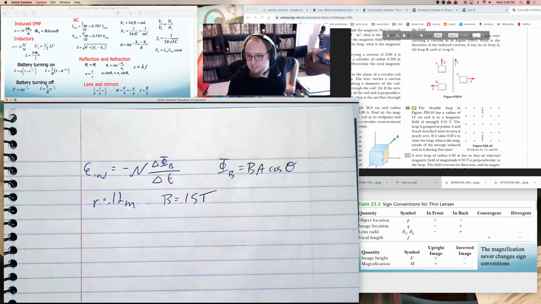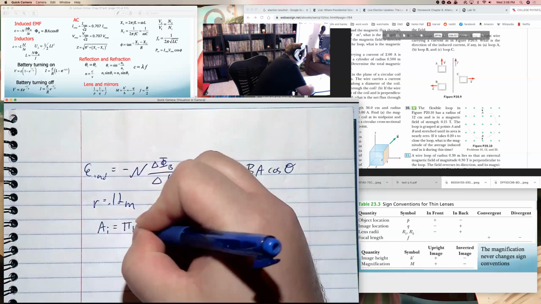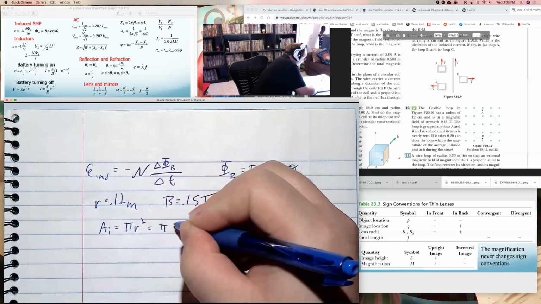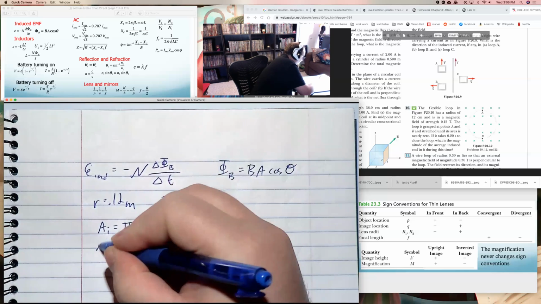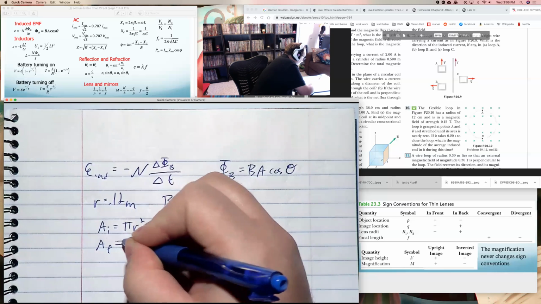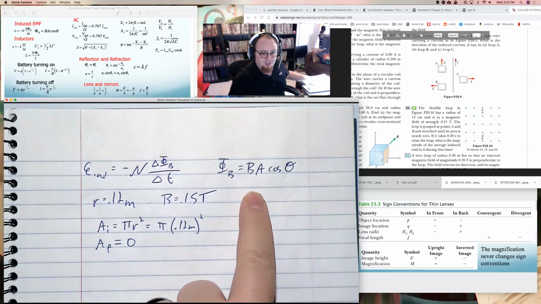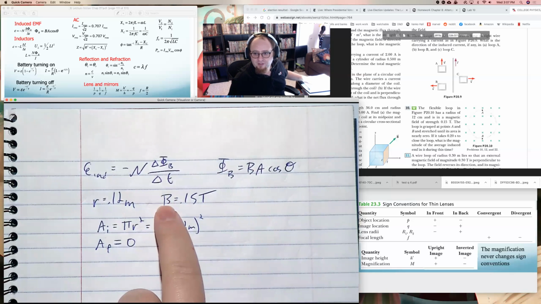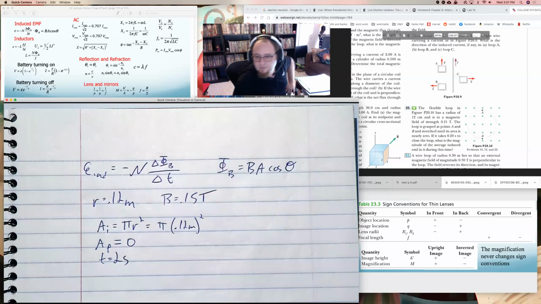What this means is that we're changing the area. We're bringing the area from an initial pi r squared, or pi times 0.12 squared, to zero. What that means is there will be a change in flux, and if the flux is changing, we induce an EMF. And it says it does this in 2 seconds.